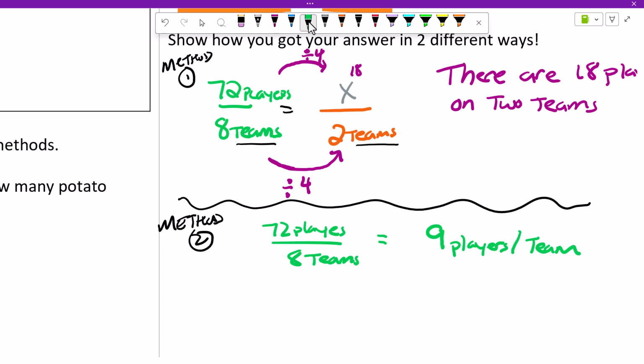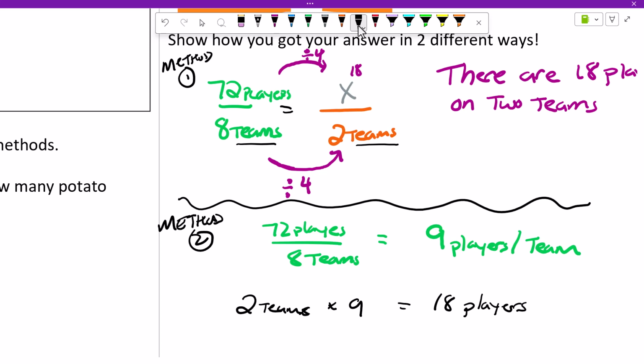So if you want to figure out how many players are on 2 teams, just multiply it by 2. If you want to find out how many players are on 3 teams, you're going to multiply it by 3. So that's the benefit of the unit rate. You find it for once, and it's a little bit easier after that, right? And it's all calculator work too, right? So on 2 teams, so you go 2 teams times 9 players gives us 18 players, right? So either way, right?